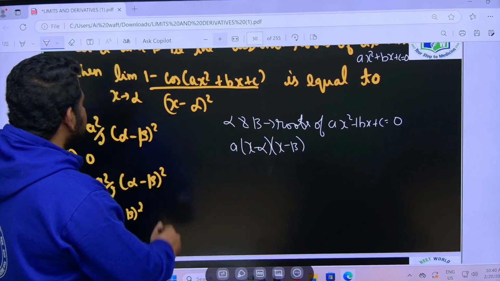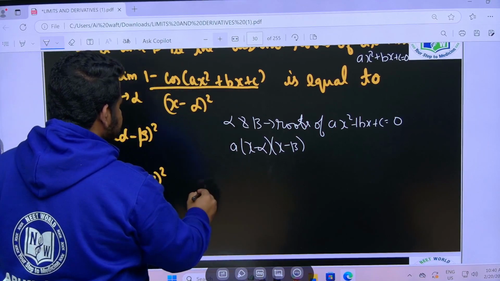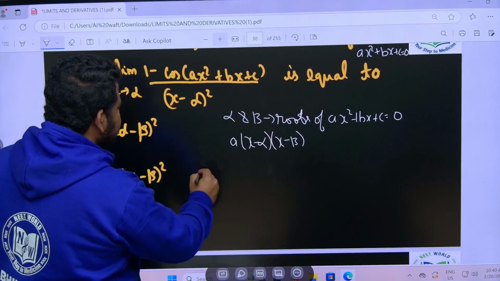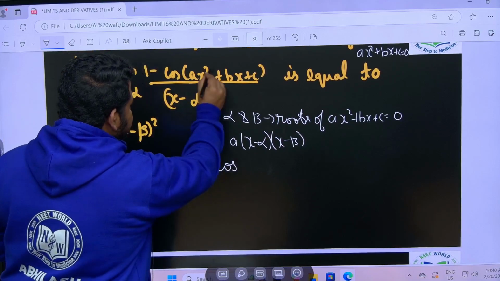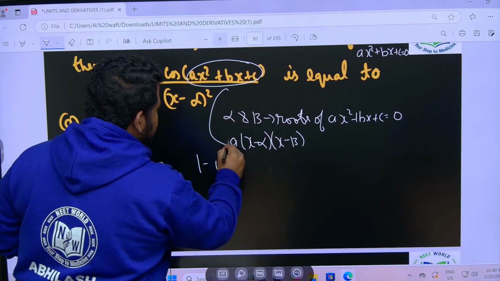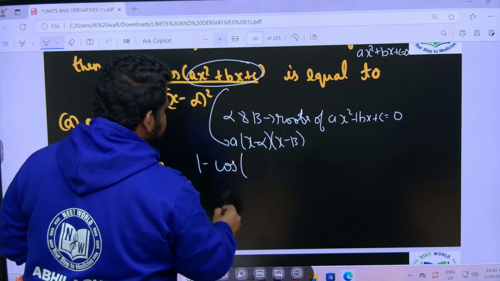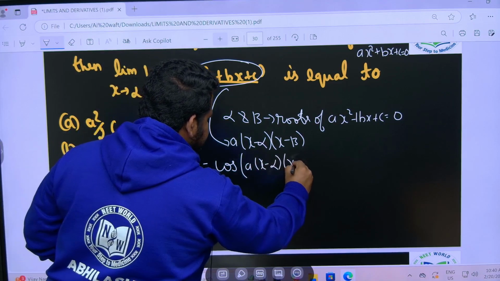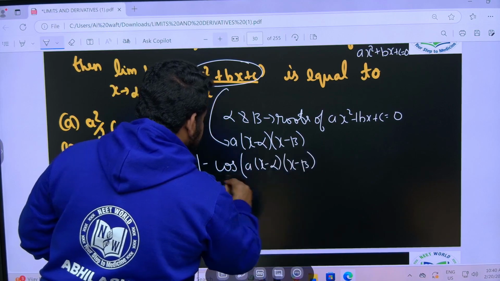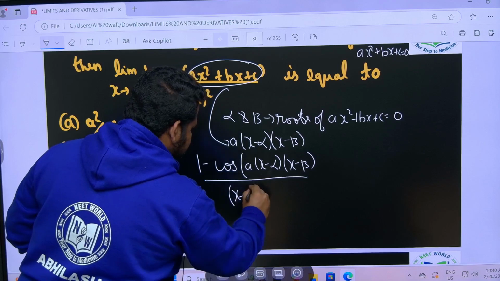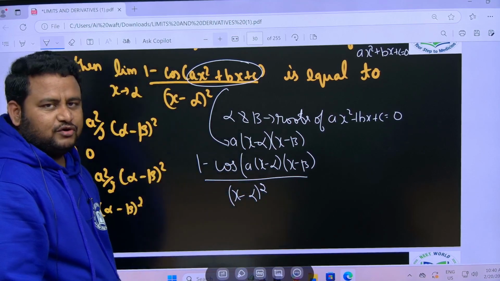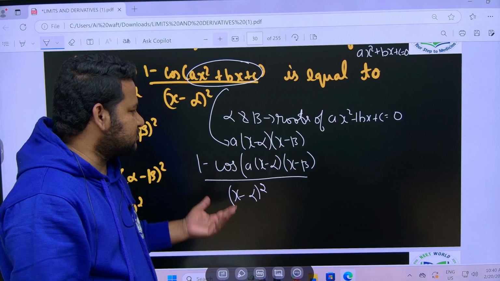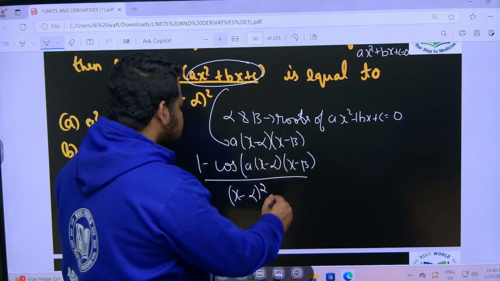Now I'll take only what is inside the limit, where x tends to alpha. Instead of ax square plus bx plus c, I'll put this value, so this will become 1 minus cos of a times (x minus alpha) into (x minus beta), divided by (x minus alpha) whole square, right? Now what do we know? That 1 minus cos theta is equal to 2 sin square theta by 2. So this will become what?